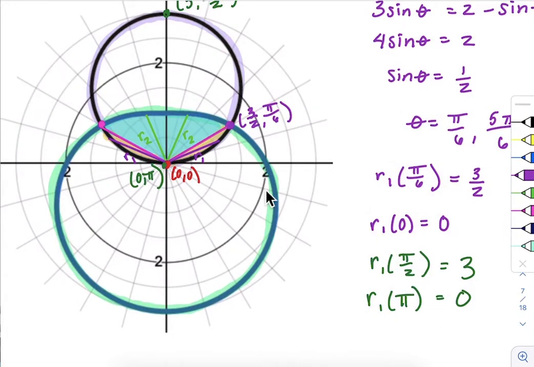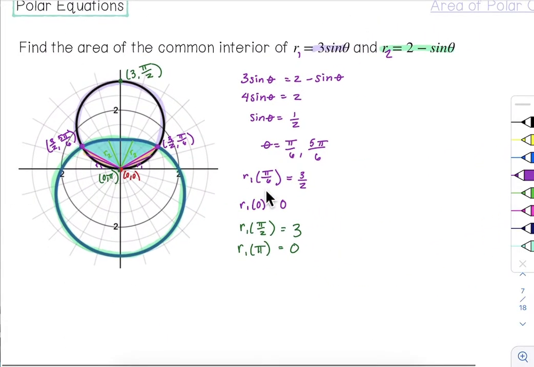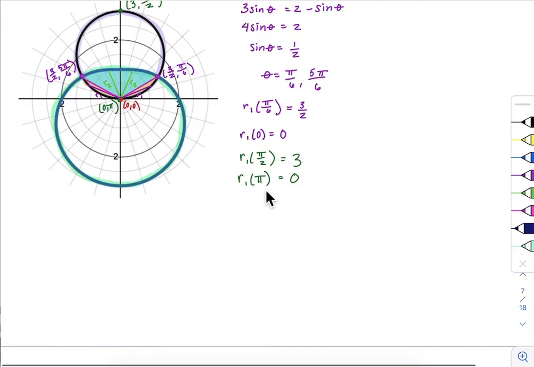So I guess I should label that over here. This is 3/2 comma 5 pi over 6. And then we're going to split it and end it at pi where the circle stops. So our total area, we're going to write this all out.